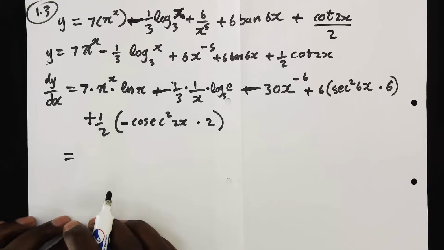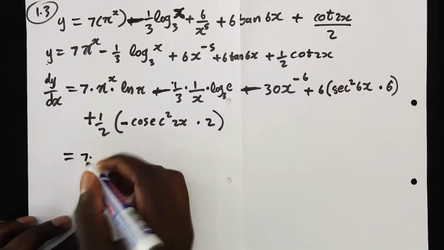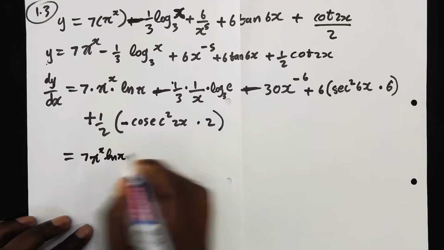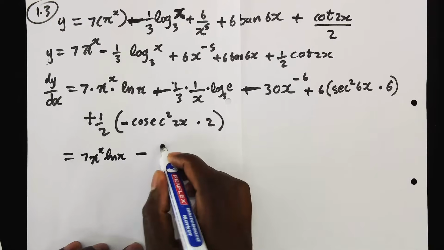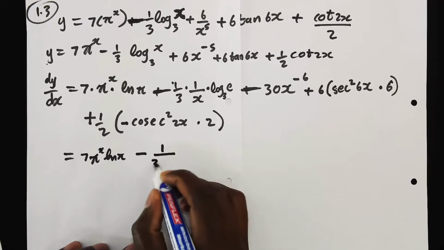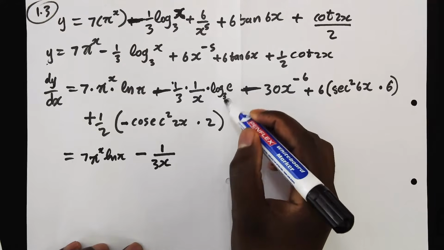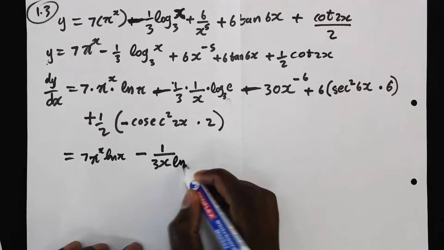You can say ln pi to the power of 7 or leave it as it is. As pi to the power of x, ln pi. Then this one, that's where you can simplify and have 1 over 3x ln, log of e to the base 3, it is 1 over ln 3. So you can have ln 3 there.